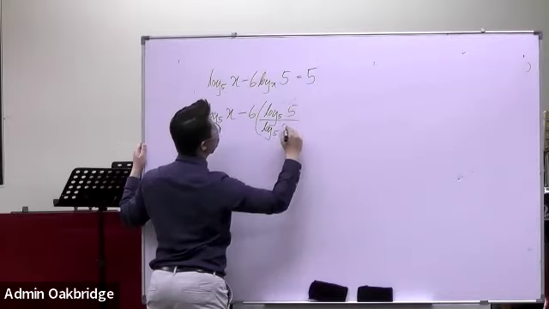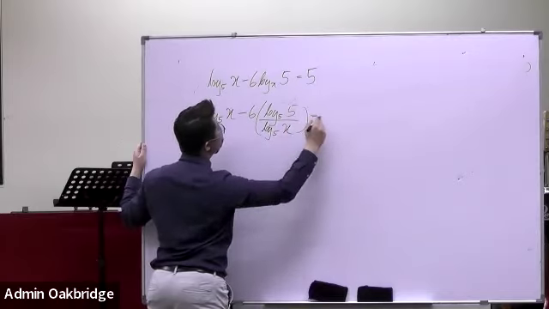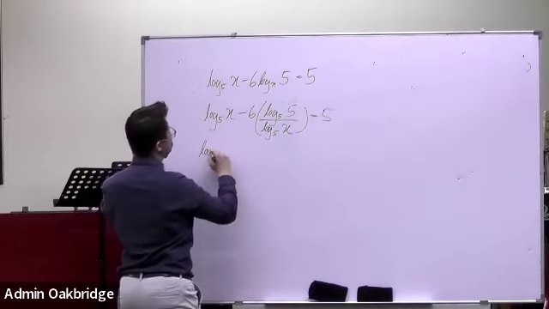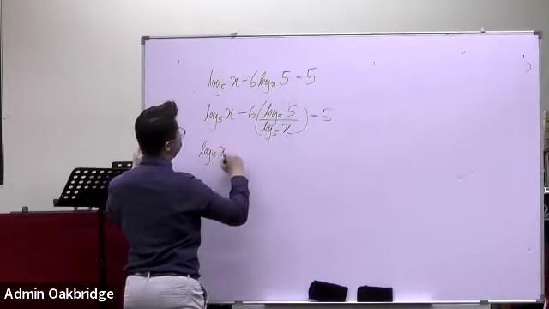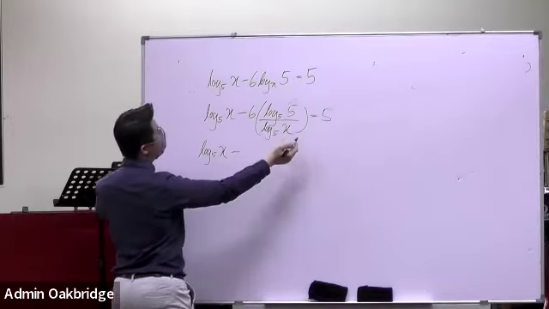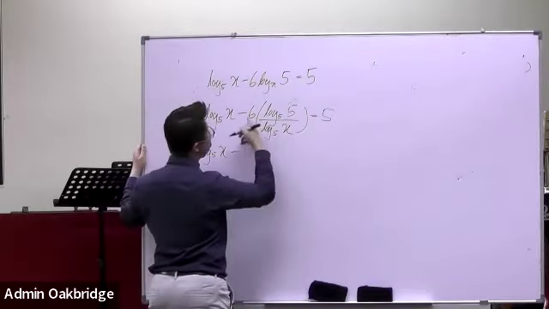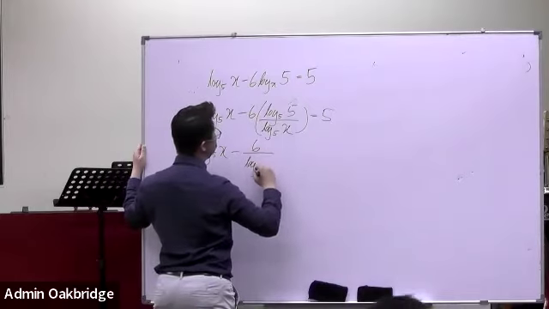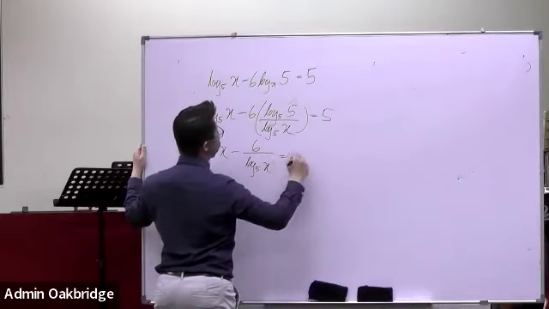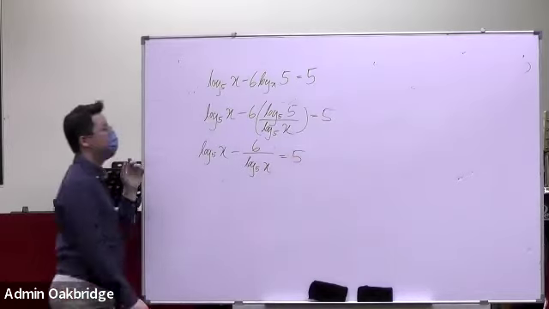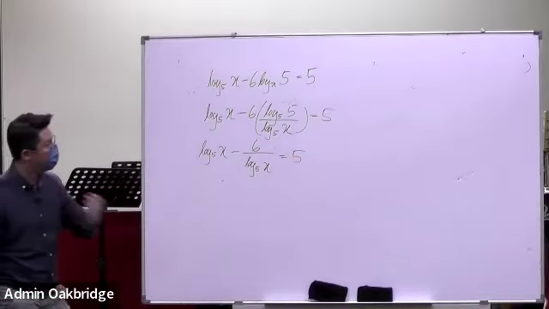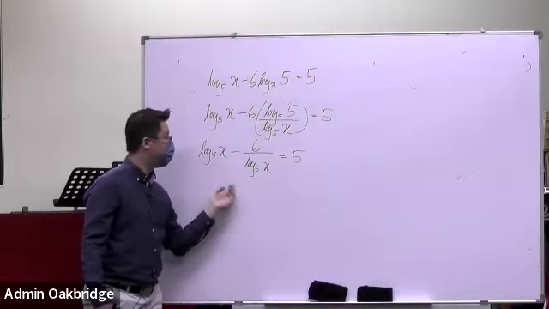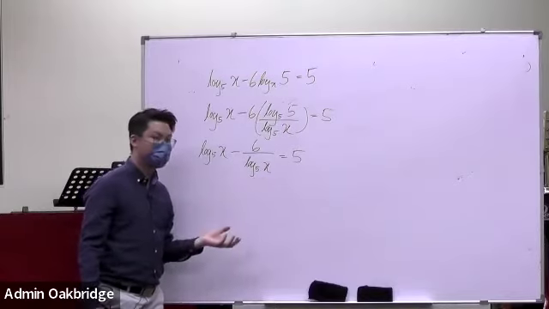Here we have 5, here we have x. With 5, you can simplify this. Log base 5 of 5 is 1, so 1 times 6, 6 over log base 5 of x equals 5. What you see here is that this denominator is a variable, in terms of x. So what should you do? You should do the substitution now.